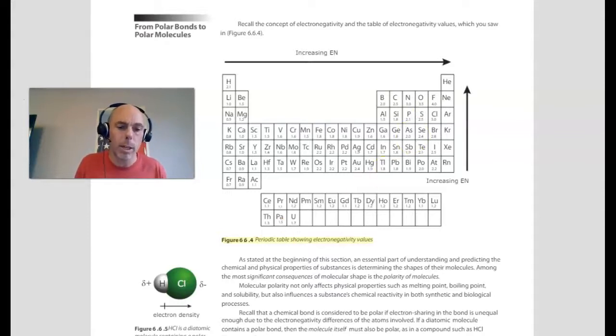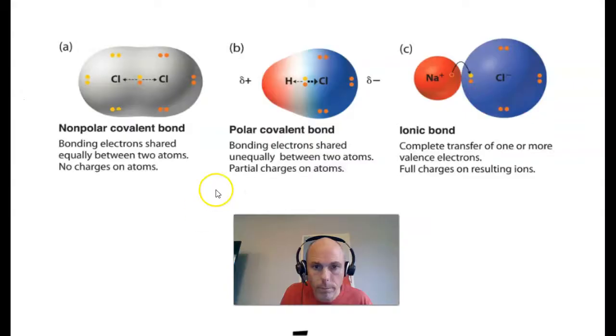So what is a polar bond? What does that mean for a bond to be polar? Well, as we can see here in this diagram, in the middle diagram, where it says polar covalent bond, it is telling us that bonds that are polar are from electrons that are shared unequally between the two atoms.